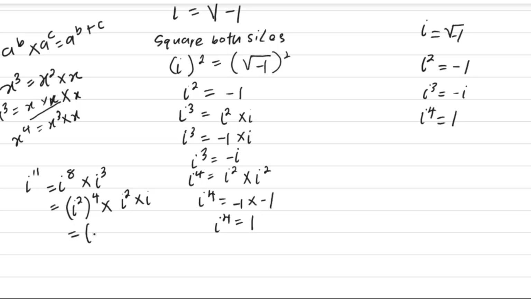So here, i raised to power 2 is minus 1, raised to power 4, times i raised to power 2 which is minus 1, times i. Minus 1 raised to power 4 will give us 1, times minus 1 times i. It means that i raised to power 11 is going to give us what? Minus i. So we have gotten i raised to power 11 to be equal to minus i.